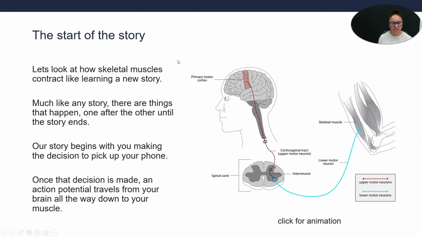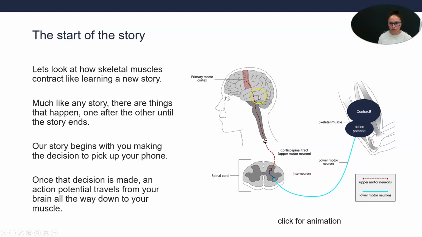So you make a decision to, say, pick up your phone or pick up a pen or whatever. So when that decision is made, this action potential, which we've seen in BMS 165, is going to travel all the way down to your muscle, okay? So an action potential travels all the way down to your muscle, and that tells your muscle to contract. And we're going to look and see how that actually happens.